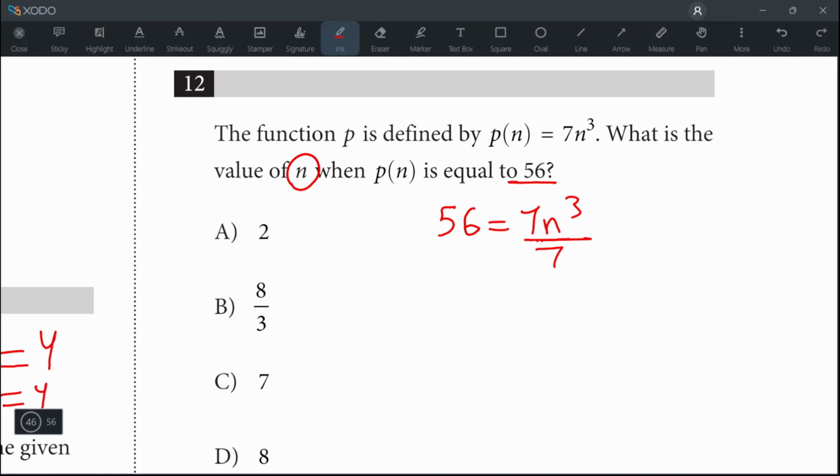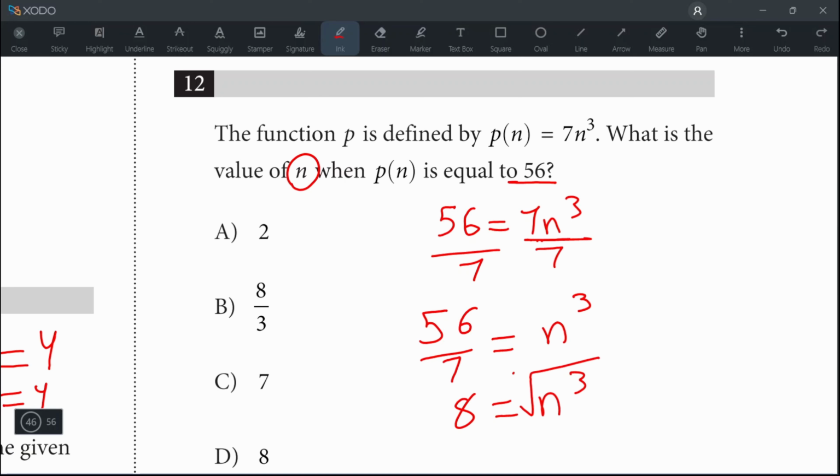First we divide by 7 on both sides, so we will have 56 divided by 7 equal to n to the power of 3. 56 divided by 7 is equal to 8. So 8 is equal to n to the power of 3. Next step is taking the cubic root of each side. So the cubic root of 8 is equal to 2.